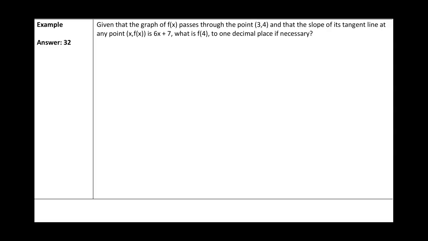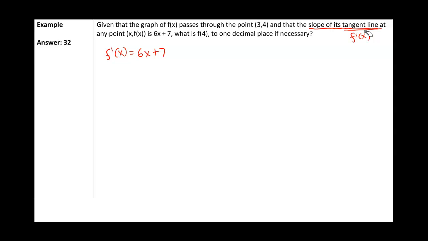Okay, so let's break this down. First of all, what is the slope of the tangent line? Remember, the slope of a tangent line is just f prime of x. So we're told that the slope of the tangent line at that point is 6x plus 7. Okay, so let's start with that. So we have f prime of x, which is the slope of the tangent line, is equal to 6x plus 7.